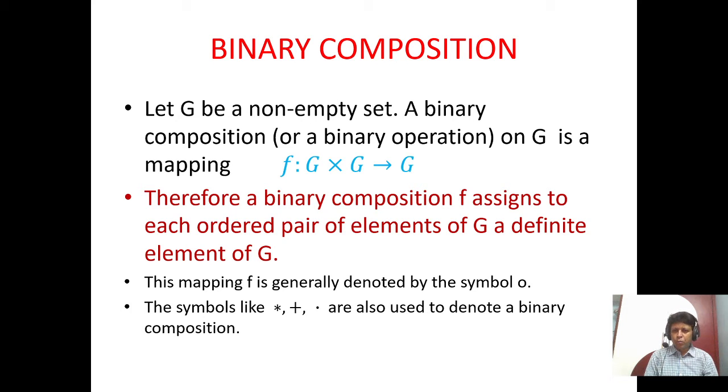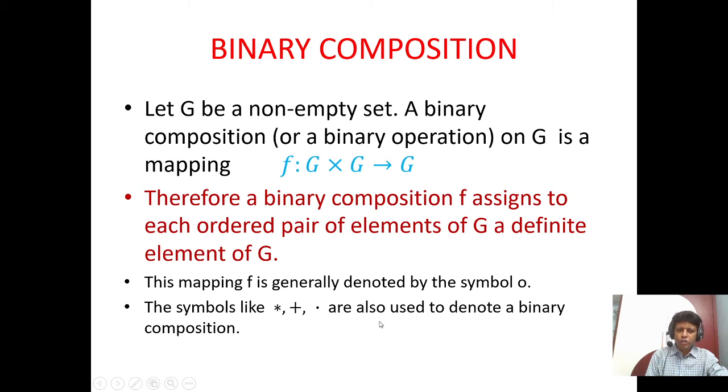So what is a binary composition? You have a non-empty set G. A binary composition on G is a mapping F from G cross G to G. You see, F is a mapping. A binary composition is a mapping from the Cartesian product G cross G to G. So a binary composition or binary operation gives you, from an ordered pair, a single element. The mapping is called binary composition or binary operation.